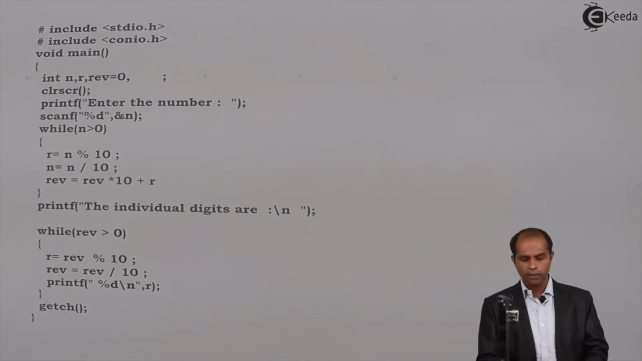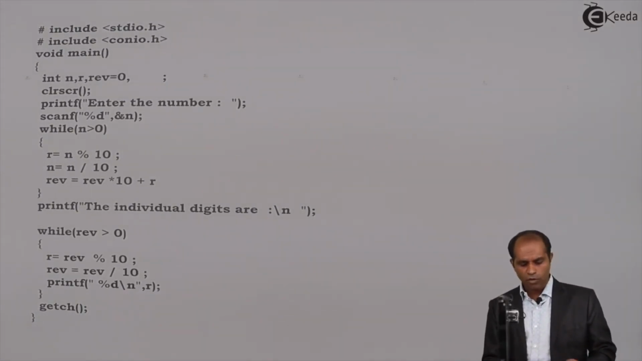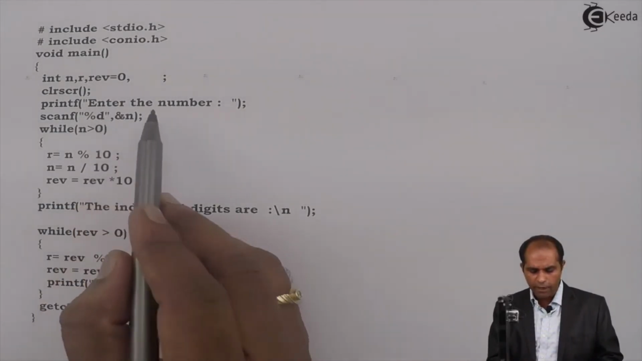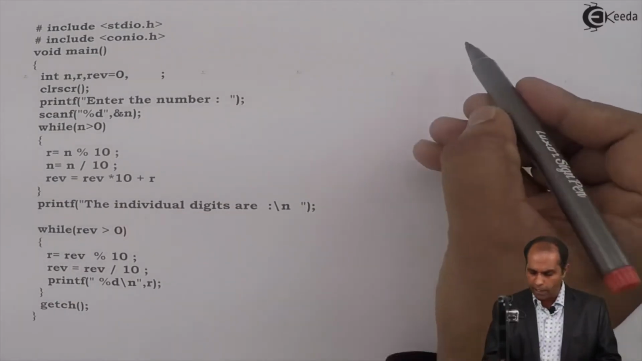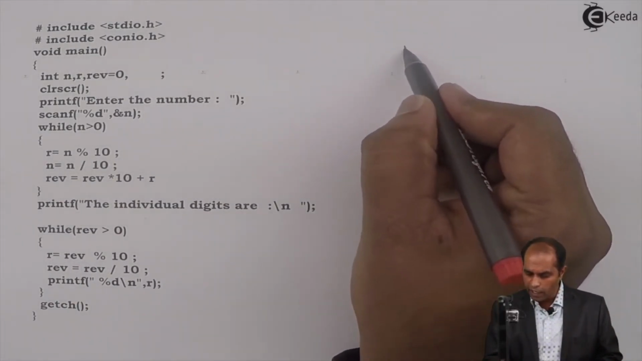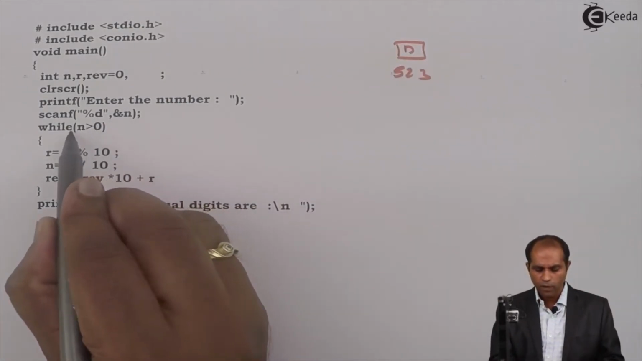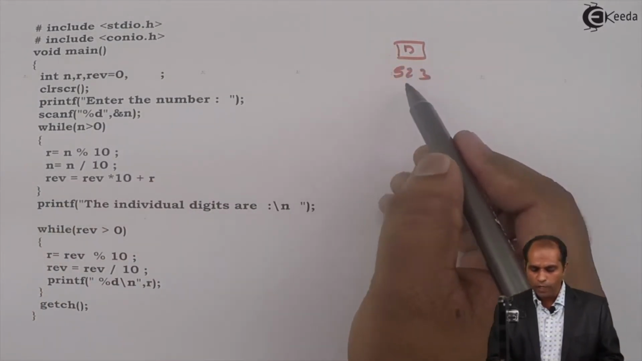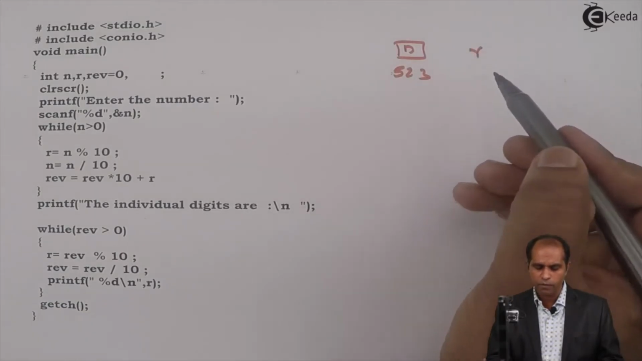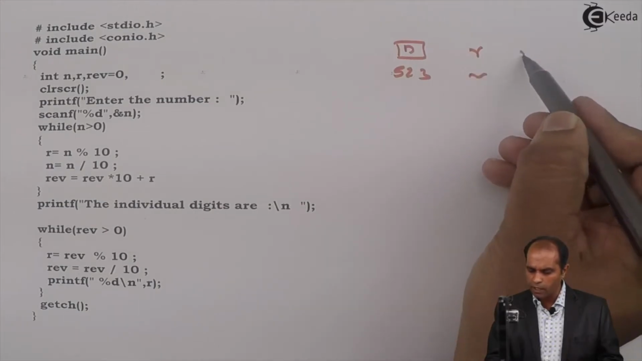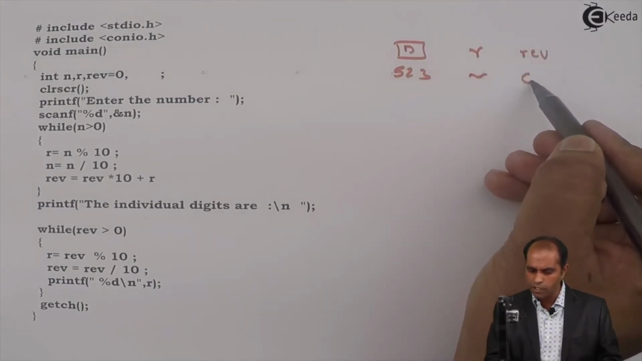The entire program has been written for you. So I now just have to do the operation of first reversing. Now I'll enter the number. If I go back to my example of 523, n is the input which has been given, 523. Read the number. While n is greater than 0, 523 greater than 0, what are the variables which I have used? I have used r, which is initially garbage, and rev, which is 0 initially.